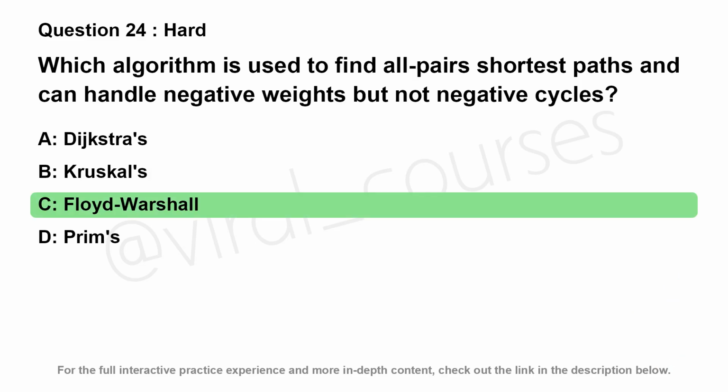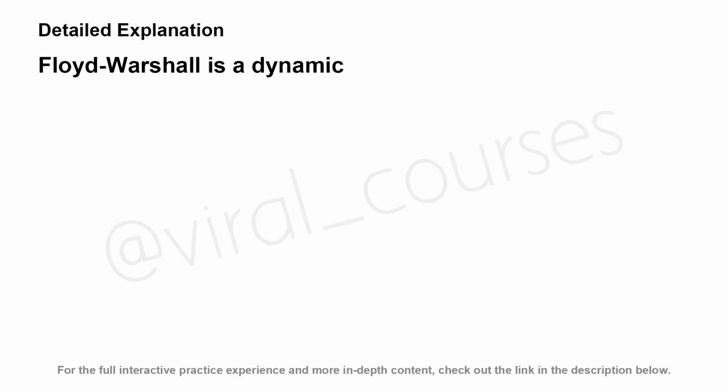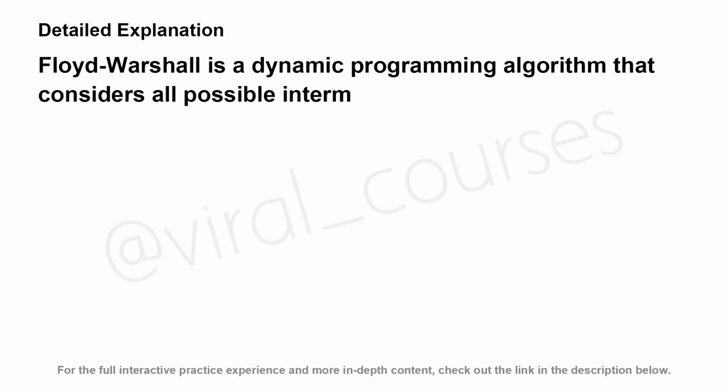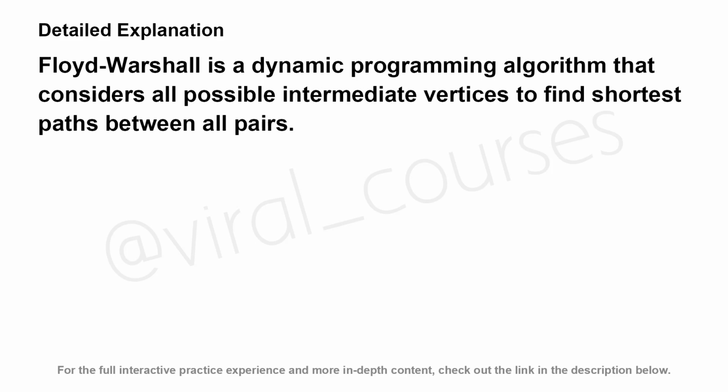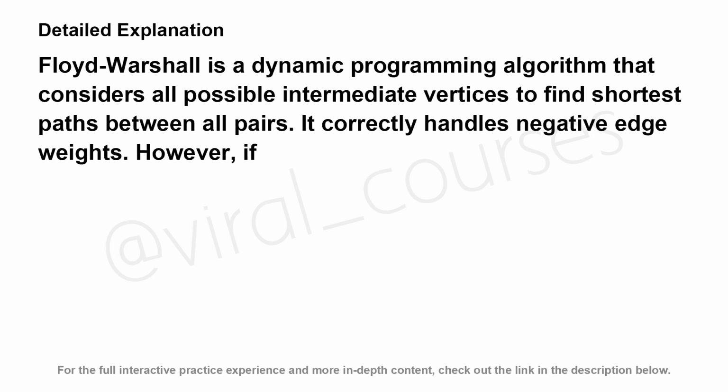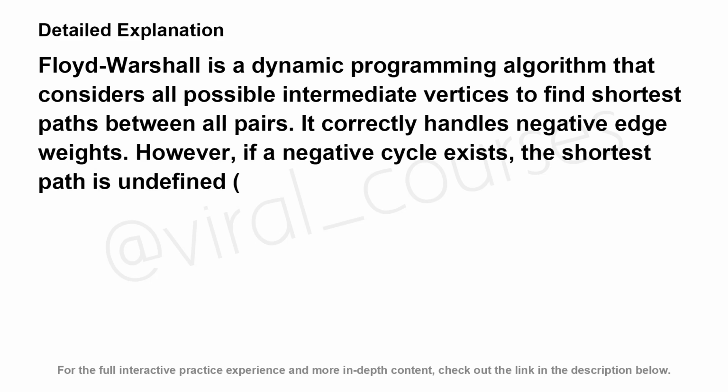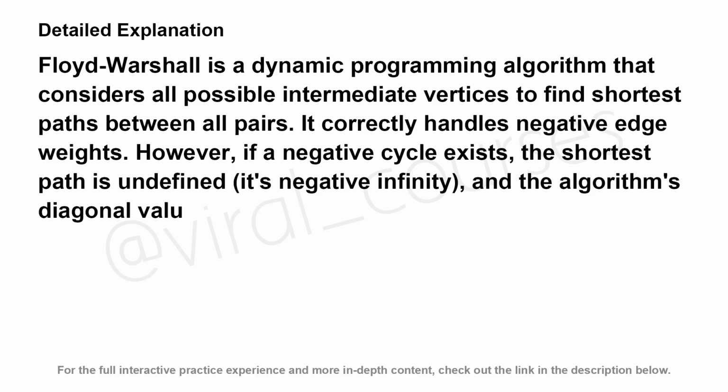The correct answer is C. Floyd-Warshall is a dynamic programming algorithm that considers all possible intermediate vertices to find shortest paths between all pairs. It correctly handles negative edge weights. However, if a negative cycle exists, the shortest path is undefined. It's negative infinity, and the algorithm's diagonal values will become negative.